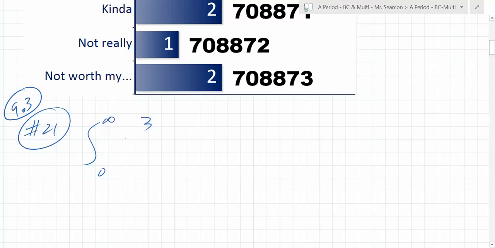Infinity of 3 over x squared plus 4 dx, like this. Now, do you remember?